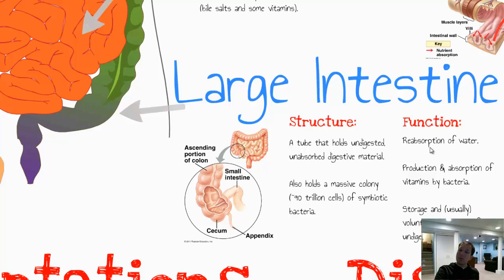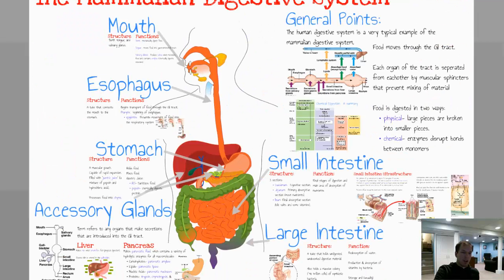Also, water is going to be absorbed through the large intestine, and then finally the storage and eventually elimination of undigested food, which takes the form of feces. So in total, that is the organs of the digestive system. So again, you should be able to trace through on this diagram to know exactly the location, know the structure, know the function of each of those organs.